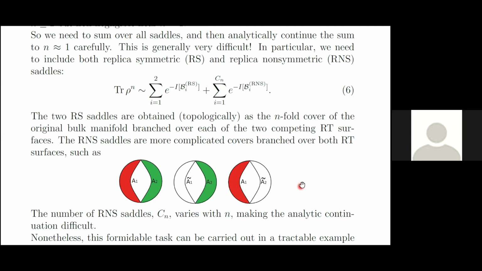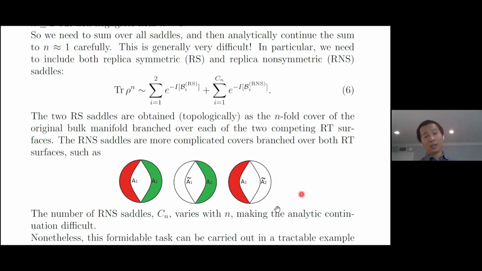There are many more of these in general, and the number of these saddles, which is called Cn here, varies with n. This is something that makes the analytic continuation in n very difficult. You cannot hope to analytically continue each one of these saddles; you have to first do the sum and somehow analytically continue the sum.